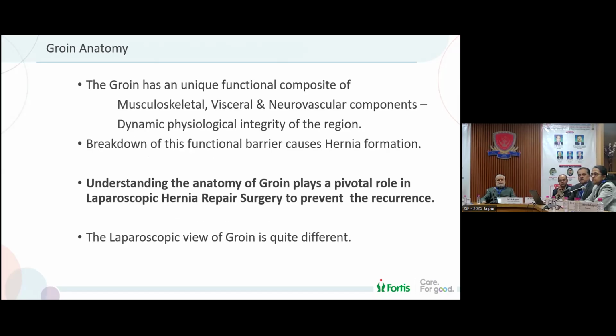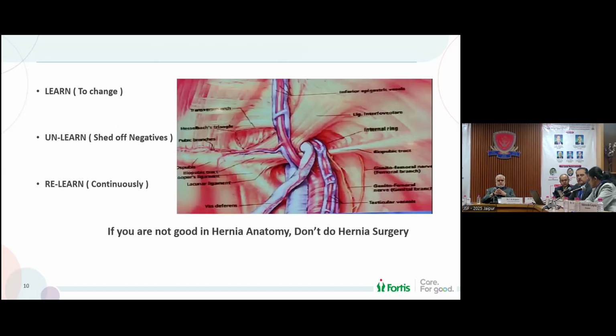So the groin has a unique functional composite of musculoskeletal, visceral, and neurovascular components, which provides a dynamic physiological integrity of the region. The breakdown of this integrity produces hernia formation. Understanding the anatomy of the groin plays a pivotal role in laparoscopic hernia repair surgery to prevent complications like recurrence or pain or discomfort, because the laparoscopic view of the groin is quite different.